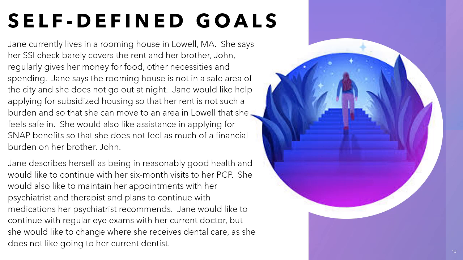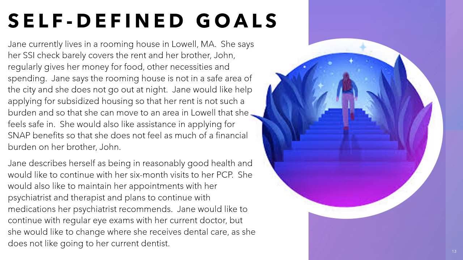She says her SSI check barely covers the rent, and her brother John regularly gives her money for food, other necessities, and spending. Jane says the rooming house is not in a safe area of the city, and she does not go out at night.